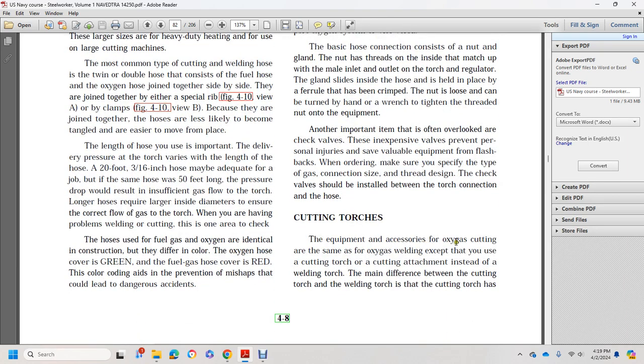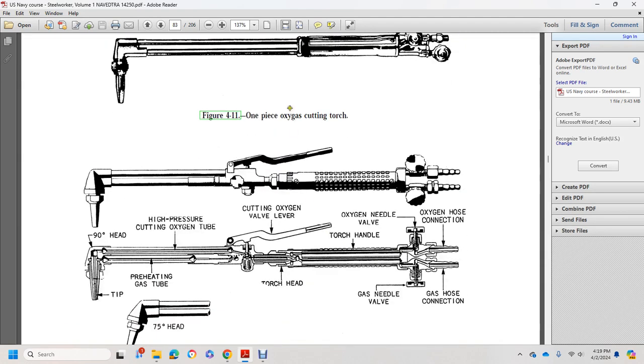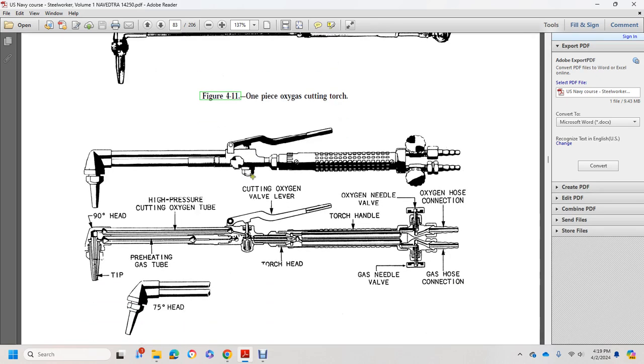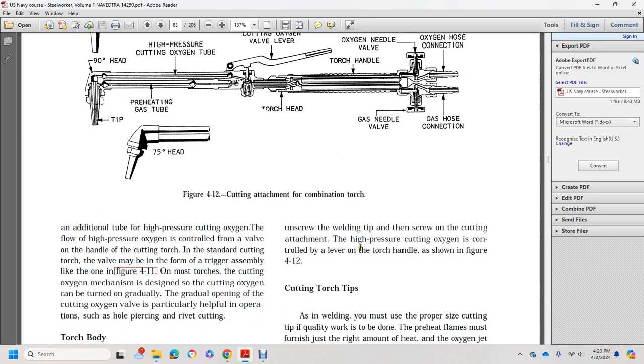The equipment and accessories for the oxygen cutting torch are the same as in oxygen welding, except for those using the cutting torch or cutting attachment instead of the welding torch. The main difference between the cutting torch and the welding torch is the cutting torch. The figure shows a one-piece cutting torch. It also shows a cutting attachment combination torch, 75-degree head, tip, 90-degree head, preheating gas tube, high pressure cutting oxygen valve lever, torch head, torch handle, oxygen needle valve, gas hose connection, and oxygen connection.